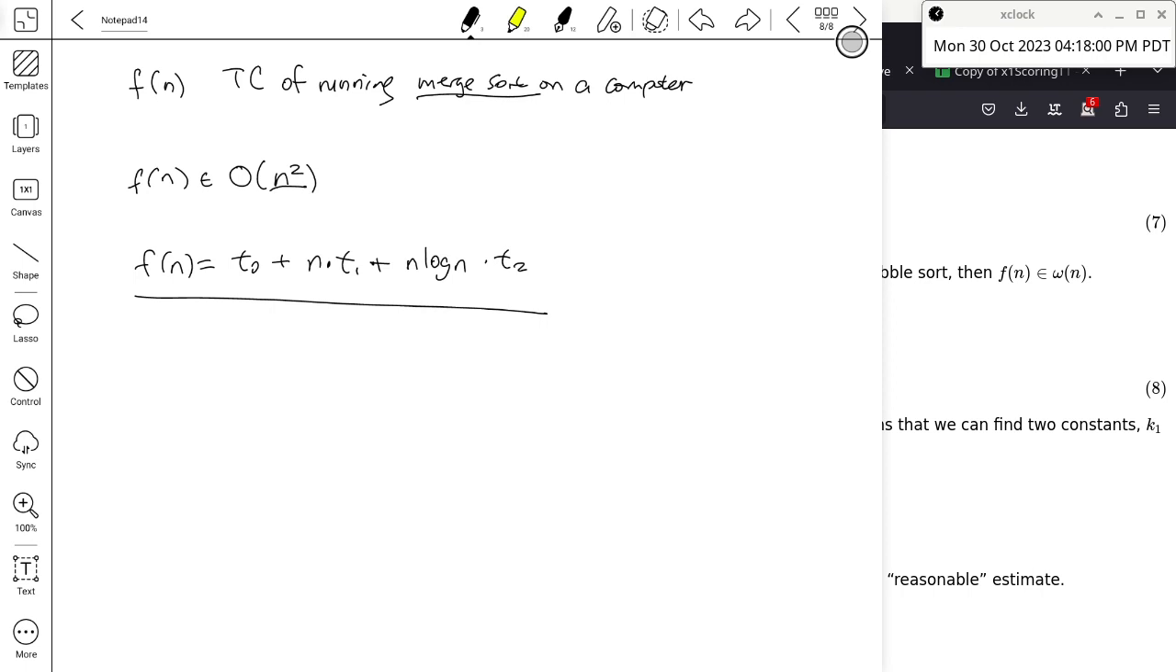What do you think you get? Look at the limit. In this case, it's not just the limit superior, it's really just a limit. So when we look at the limit as n approaches infinity, we look at the division: t0 plus n times t1 plus n log n times t2, which is the exact amount of time to run merge sort, divided by g of n, which is n squared. What do you think is the answer here?